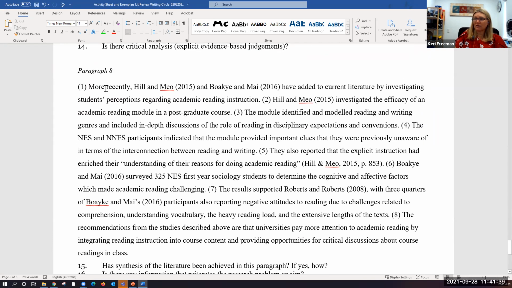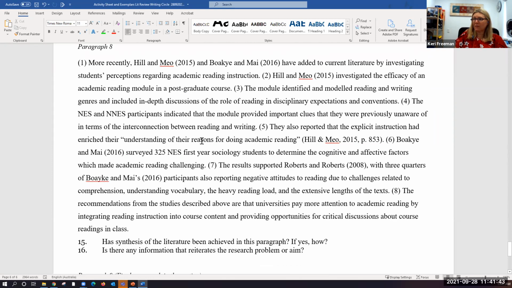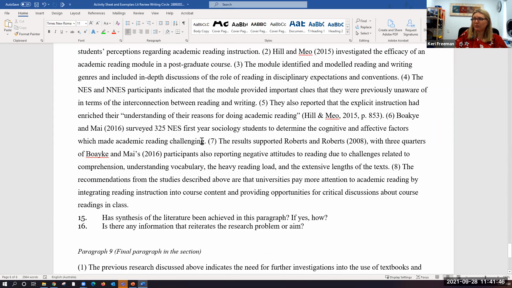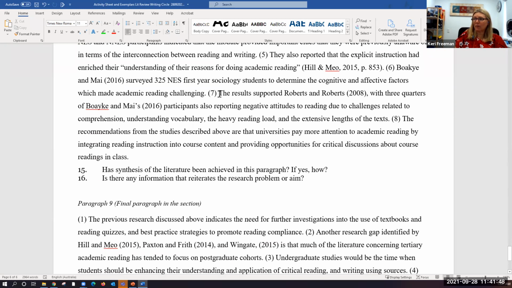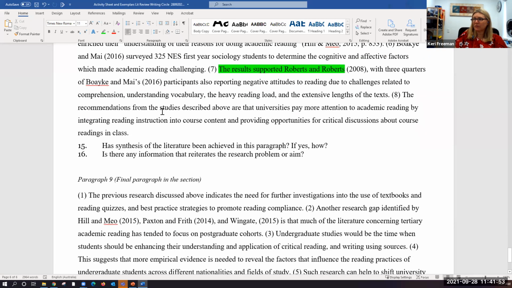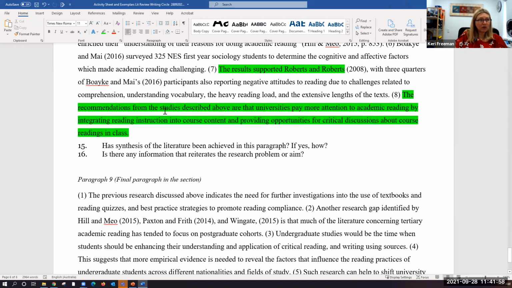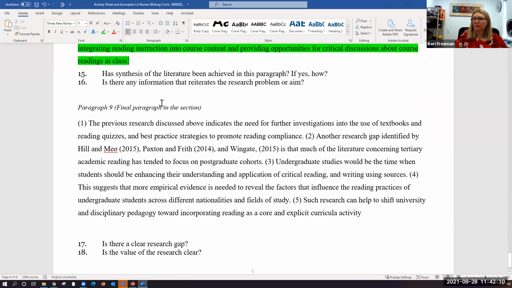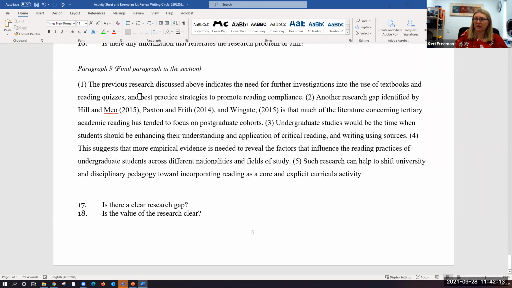Okay, another comparison more recently. There's 2 more studies, blah, blah, blah. And then we go back to Roberts and Roberts there. And then this last sentence is important. So when you're looking at your writing, go back and see those last sentences of the paragraphs and see if you're bringing it back to your research problem or your research aim or something important that you're going to be investigating. So this is the last paragraph in the section.